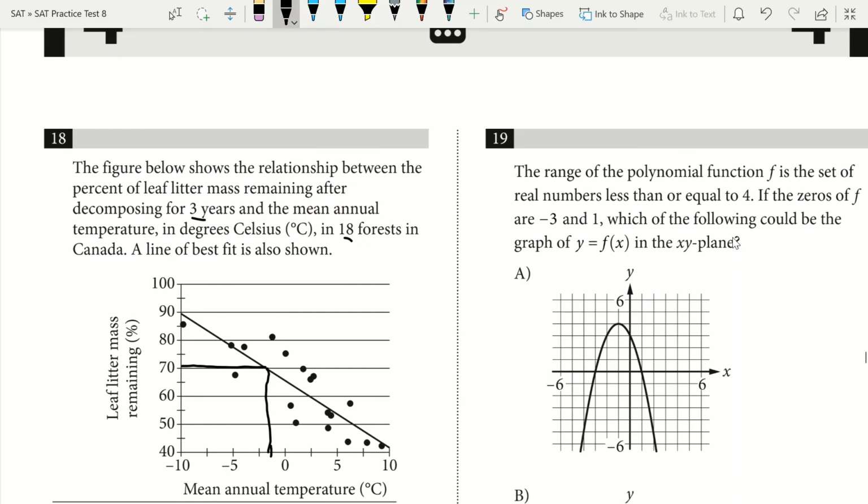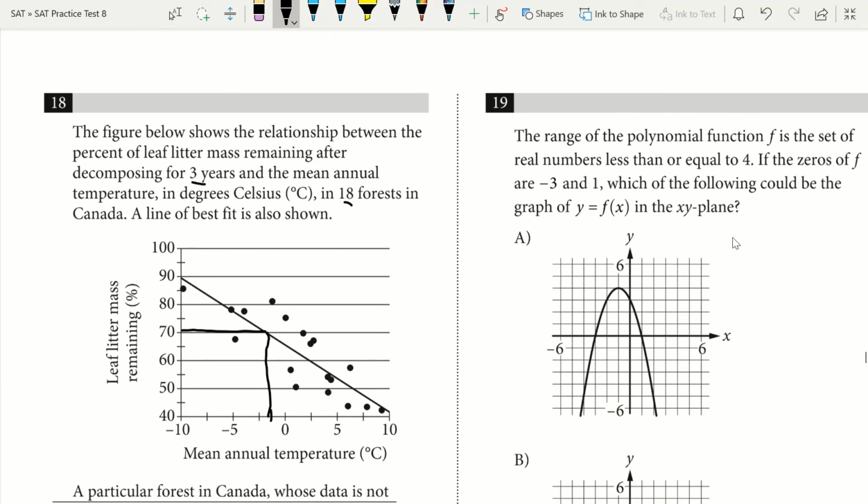All right, question 19. The range of the polynomial function f is the set of real numbers less than or equal to 4. Okay, so if my range is less than or equal to 4, I can't go above that line that I just put on that graph.